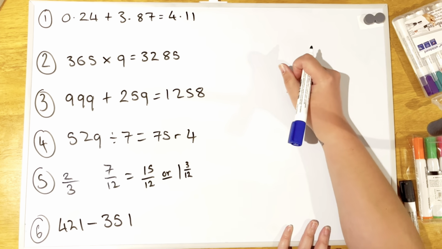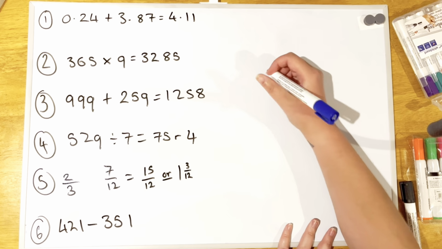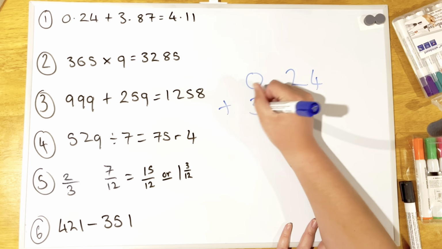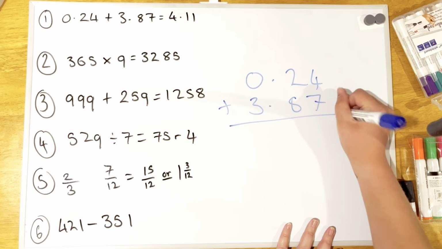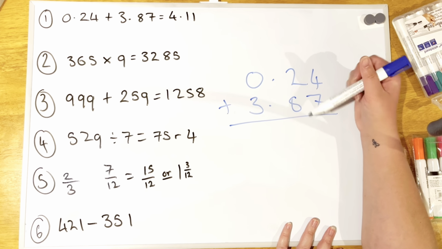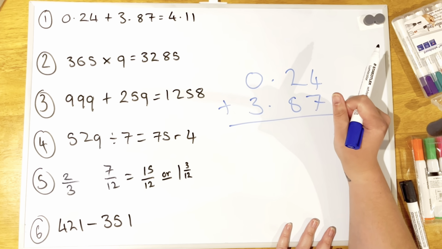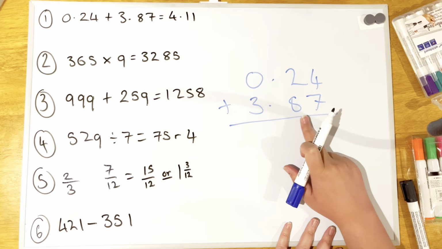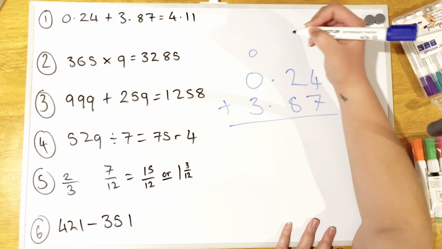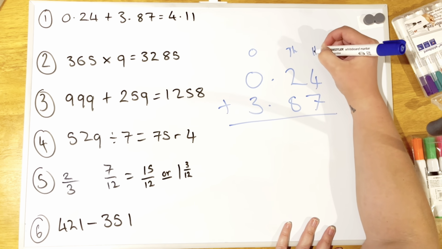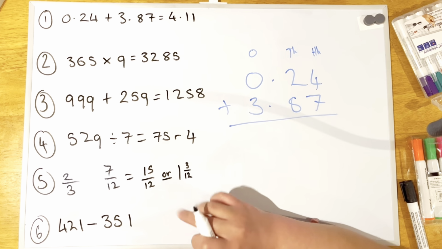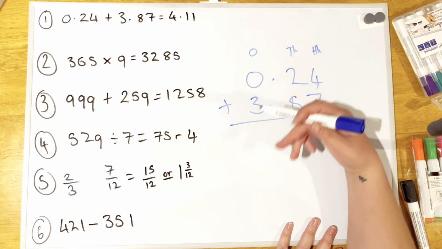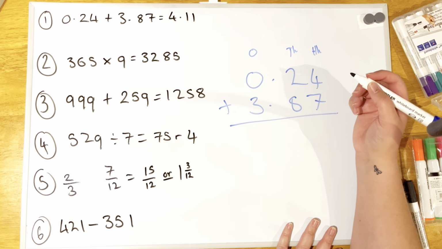So my first one is addition. So we're going to use column addition. So 0.24 plus 3.87. Now we've got decimal points in this question, so it's really important that we line them up correctly. So it's not 387, it's 3.87, okay? So these are our ones, our tenths, and our hundredths, okay? So it's important to remember that. But for this, we can just say the digits and not what they're worth to help us, okay?